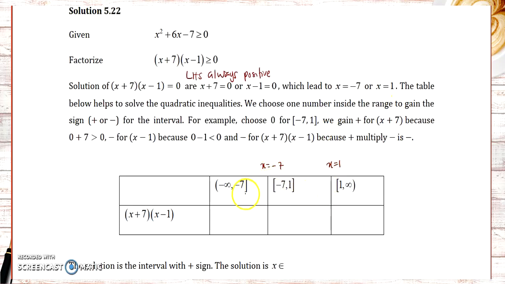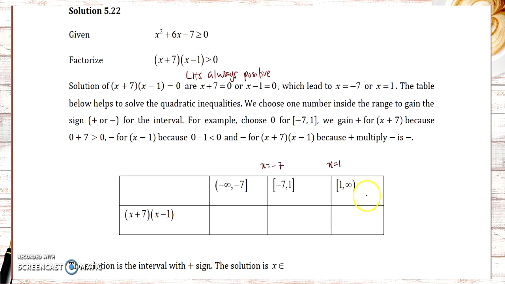Okay, so we have 3 parts. One is all x less than negative 7. And next, we have between negative 7 and 1. And the third part is x greater than 1.